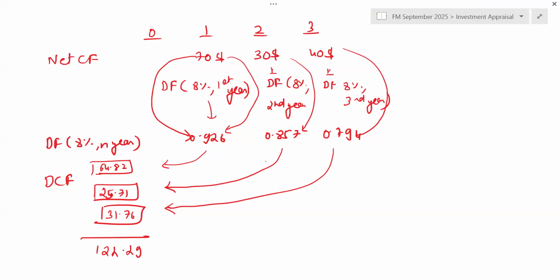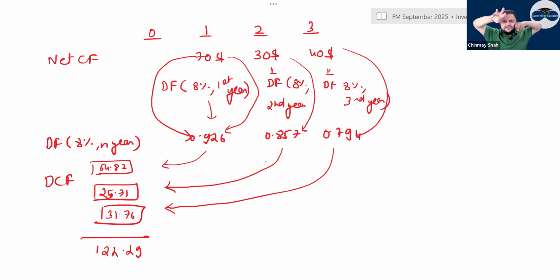That means, can I say, in a nutshell, 70 received at the end of first year, 30 received at the end of second year, 40 received at the end of third year, pull back to today. Hear me out. Pull back to today gives you today's value of how much? Total value. 122.29.